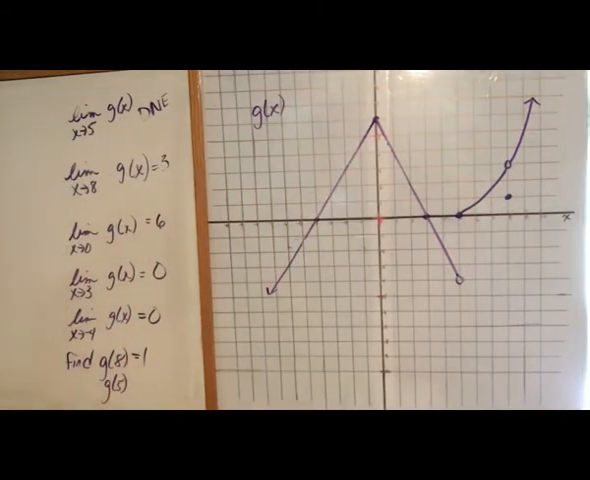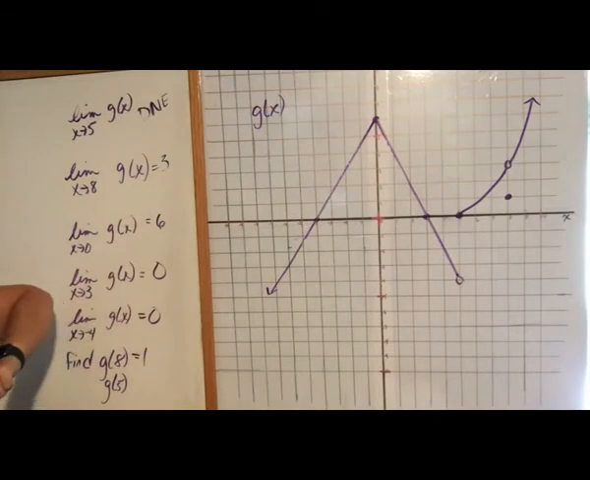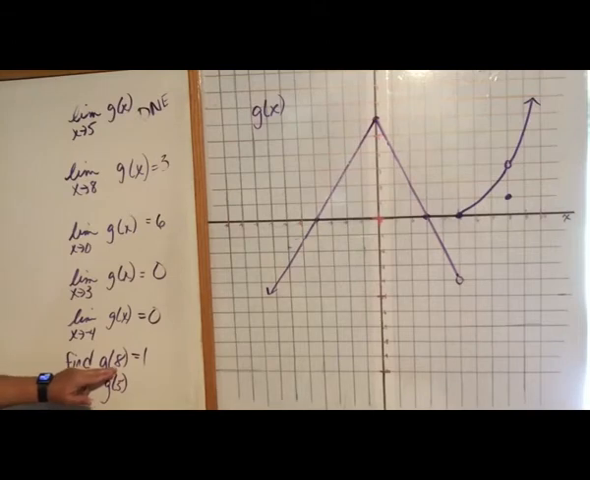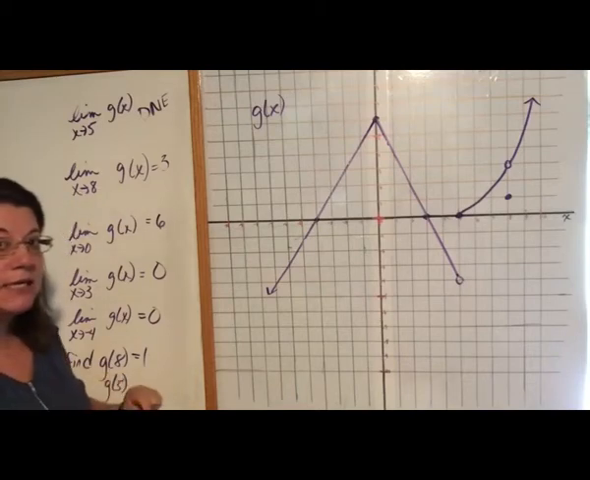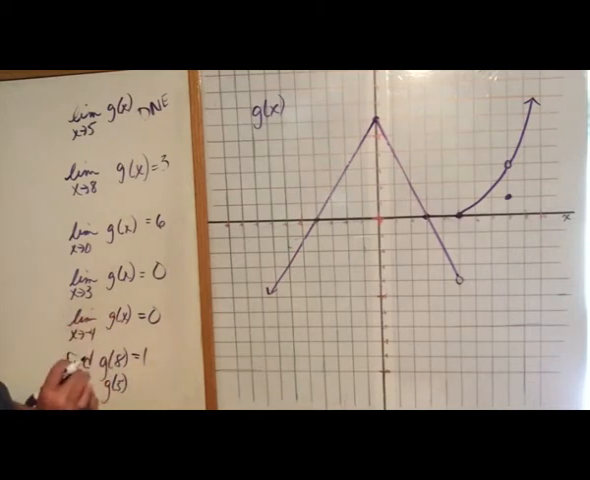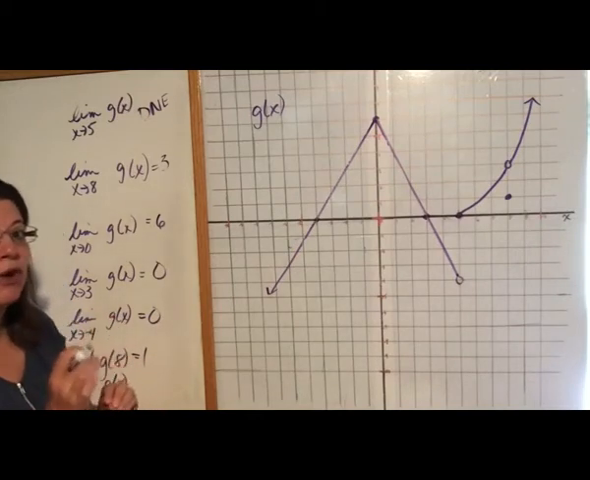Now notice, the limit as x approached 8 was 3 because it's approaching 3 from the right and left, but the solid dot is at 1. So it is okay if you have g of 8 and the limit of g of x as x approaches 8 being different numbers. That is very common in calculus because the limit is what the y value is as x approaches a certain number from the left and the right.